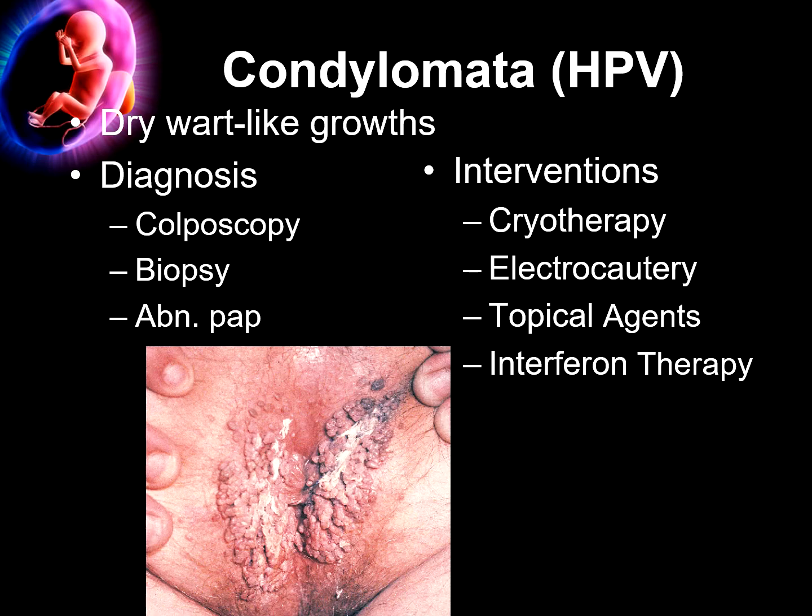Condylomata or HPV warts. These are dry wart-like growths. The diagnosis is a colposcopy, a biopsy, and an abnormal pap can identify these. And the interventions include cryotherapy or freezing of these lesions. Also, electrocautery can be used. Topical agents have been used to remove these, and interferon therapy can also be used.